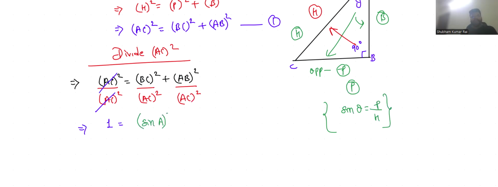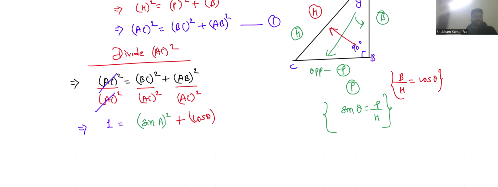Now, here also it is AB. AB is what? It is base. And what is AC? That is hypotenuse. So what is the trigonometric ratio for that? That is cos theta, right? So here we can write it as cos theta whole square.